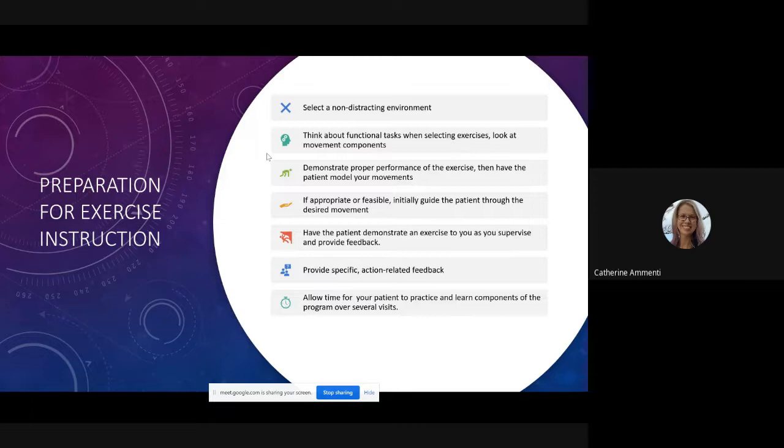Maybe you're only giving them 2 exercises today. Make sure that they understand that before they move on to the next exercise, if you're giving them a program or a group of exercises. Use clear and concise verbal and written directions.